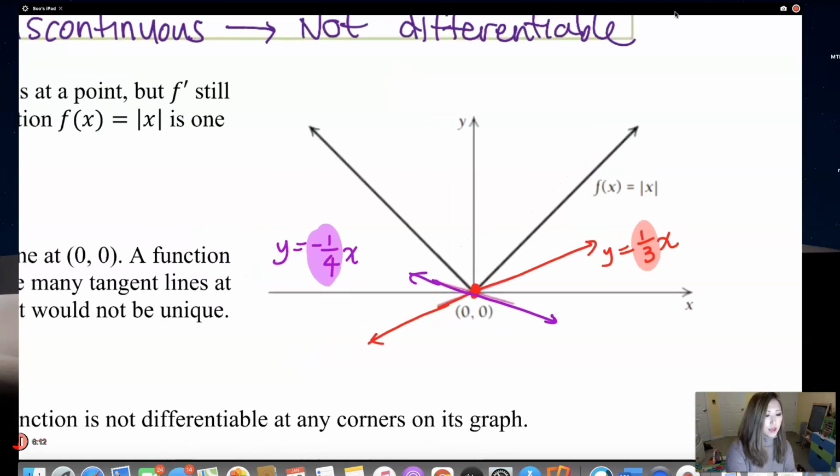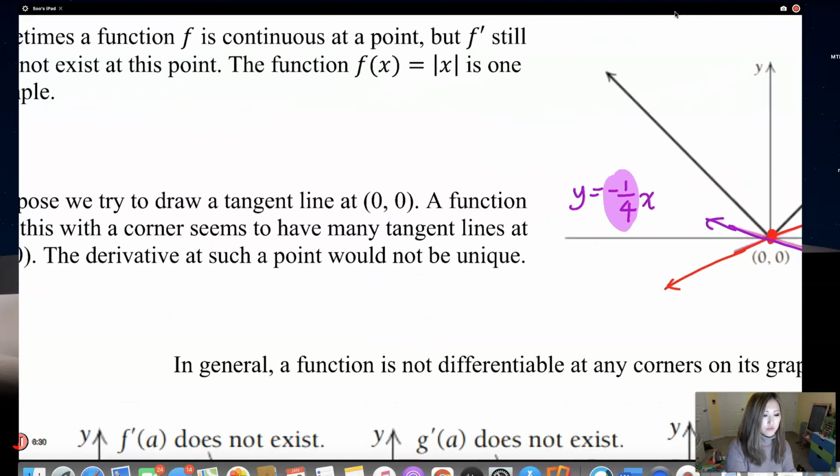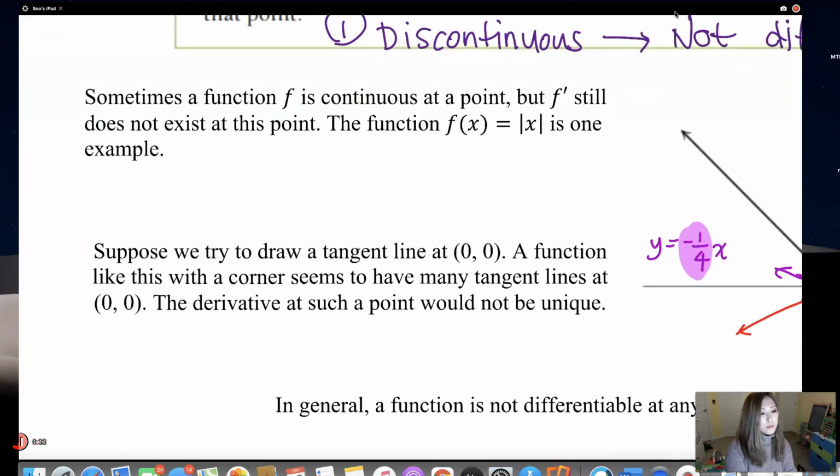Okay? This will happen anytime you have a corner, like a sharp angled corner. So what we want is a smooth curve. But anytime you have these angles, we're not going to have a unique tangent line. So let me read these words over here for you. Sometimes function f is continuous at a point, but f prime still does not exist at that point.